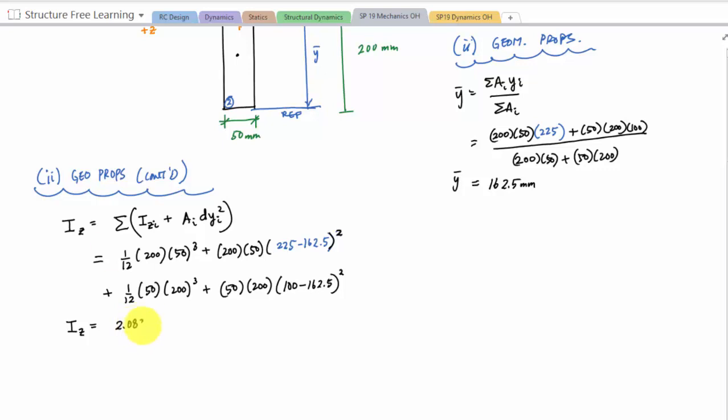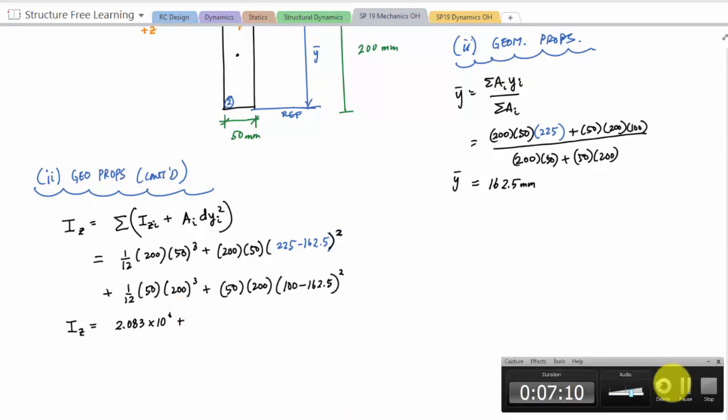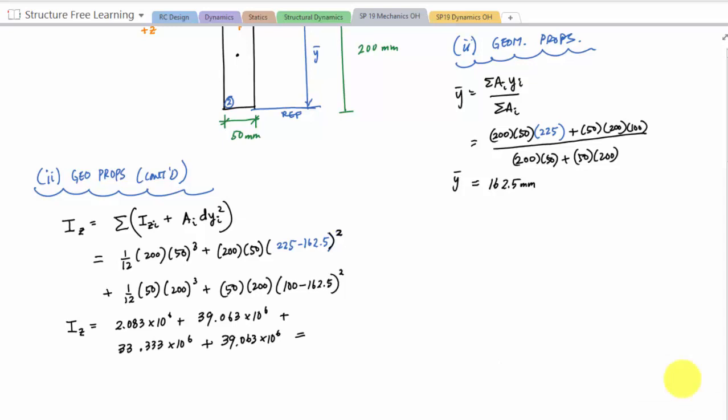Two 2.083 times 10 to the 6 plus... that's the total that you got? Okay. Let me pause this. Well, I got 11 million. Oh, okay, yeah. So I got 113.54 times 10 to the 6. So maybe we're off by a factor. Okay. 113.54 times 10 to the 6.